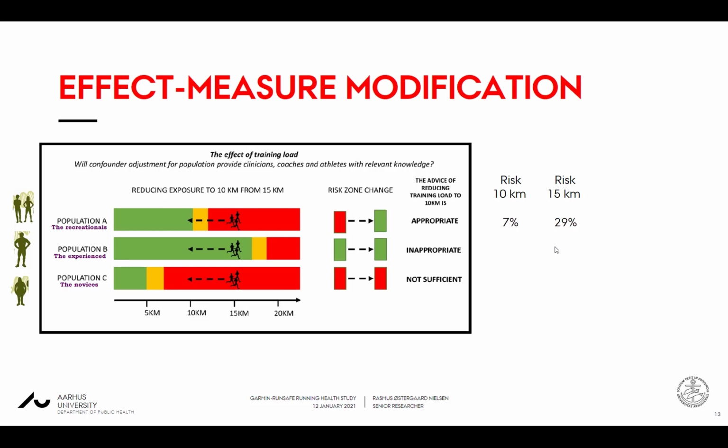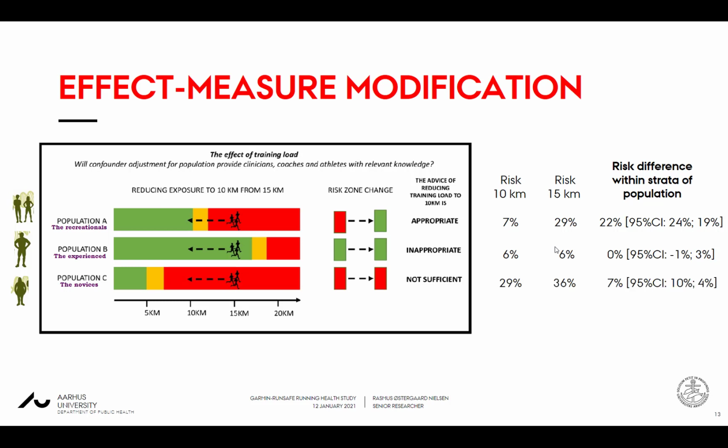So let's say that the risk amongst the population A running 10 kilometers is 7% and 29% amongst those running 15. The risk difference is 22 percentage points. That's rather huge, but remember they come from red zone to green zone. Nothing happens in population B, the experienced. They have 6 percentage point risk of injury in 10 kilometer zone, and also 6% risk of injury in 15 kilometer zone. So there's no risk difference amongst those running 10 and 15.